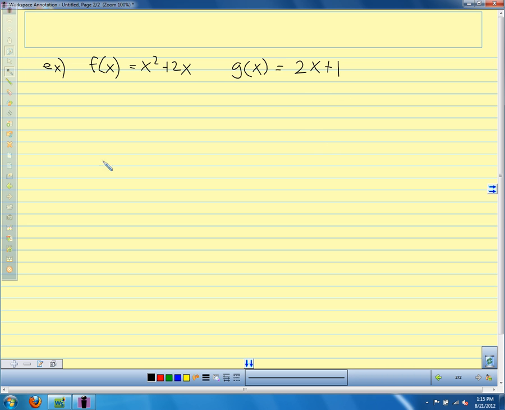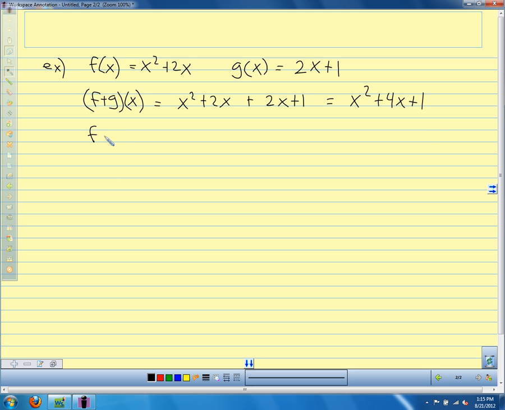So f plus g, I'm just adding these two functions. It's just going to be x squared plus 2x plus 2x plus 1. Combine like terms, so I just get x squared plus 4x plus 1. Just add those two functions together.